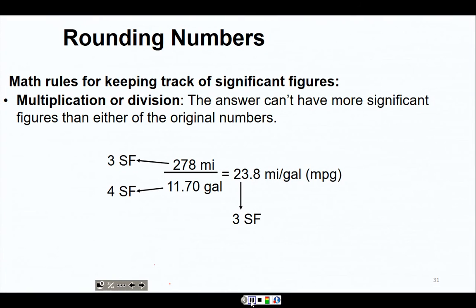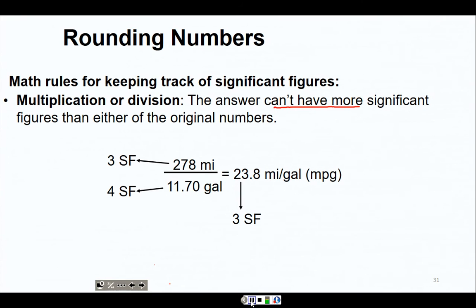You end up with values on a calculator that have way too many digits to them, and you know they can't be right. So you have to figure out what the rules are for keeping track of the sig figs. Multiplication and division are our favorite because they aren't the most challenging, and we do a lot of that when we're talking about chemistry. The answer is never going to have more significant figures than either of the original numbers.